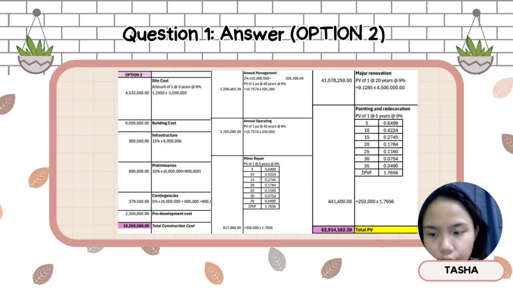For major renovation, for option 2, it will impose for the years of 20 only, and painting and redecoration work will utilize PV of 1 multiply with every 5 years with 9% interest rate. The total PV for option 2 is around 62 million.